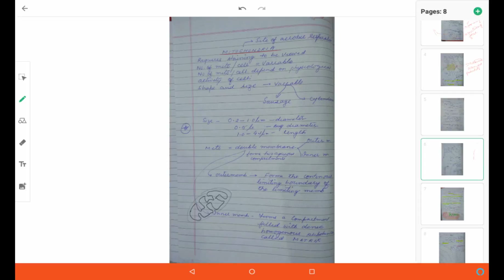Mitochondria are double membrane bound. They have an outer membrane and an inner membrane. The presence of two membranes creates two aqueous compartments in mitochondria. The outer membrane forms a continuous limiting boundary of the mitochondrion, whereas the inner membrane forms a compartment filled with a dense homogeneous substance called the matrix.